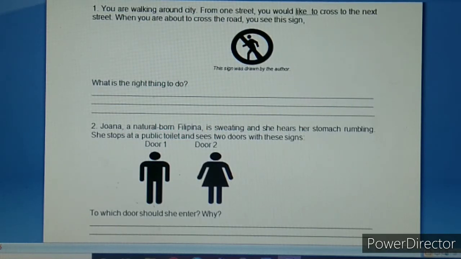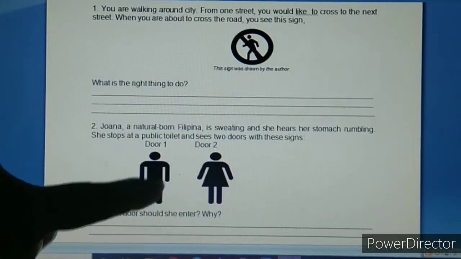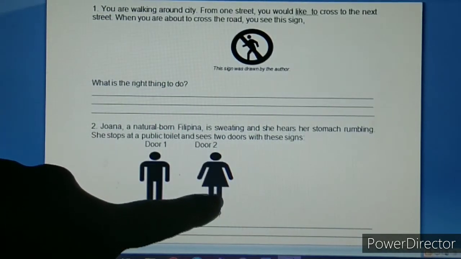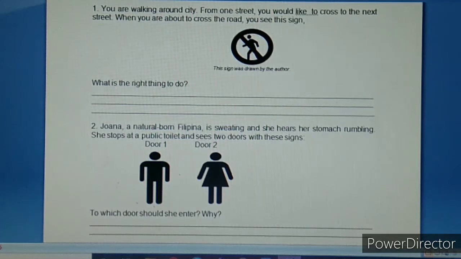Joanna, a natural-born Filipina, is sweating and she hears her stomach rumbling. She stops at a public toilet and sees 2 doors with these signs. So door 1, this one. Door 2 is this one. Okay. To which door should she enter and why?